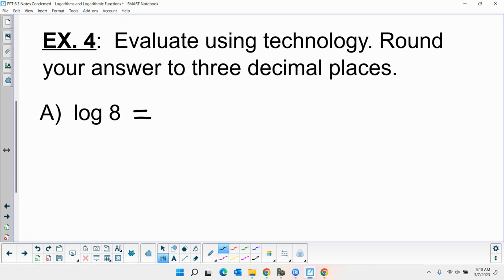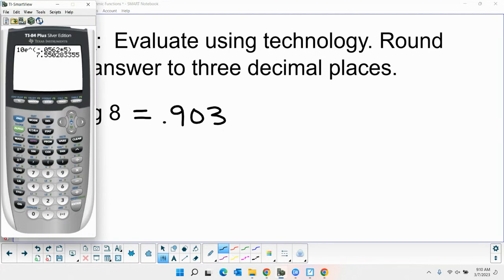Brett, what'd you get? 0.9? 3 decimal places. Thanks. Again, just put in your calculator. Hit log 8. Usually it gives you a parenthesis, right? I always say close it up. Log 8. Right? 3 decimal places.